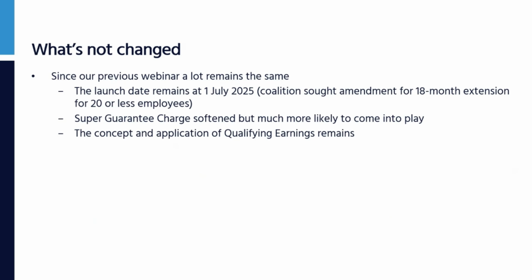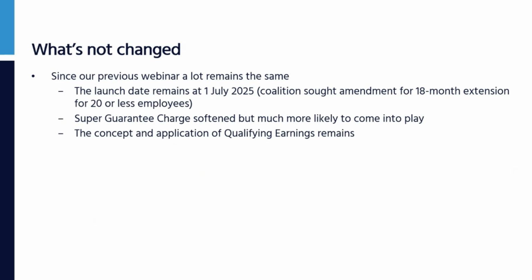In terms of what's not changed, a lot does remain the same since we last had a session back in September. So the launch date, unfortunately, as I said, the coalition did lobby for an 18-month extension for smaller employers, and also the acknowledgement of the 18-month period that software developers had requested. But that didn't factor into any amendments. It went through unamended.